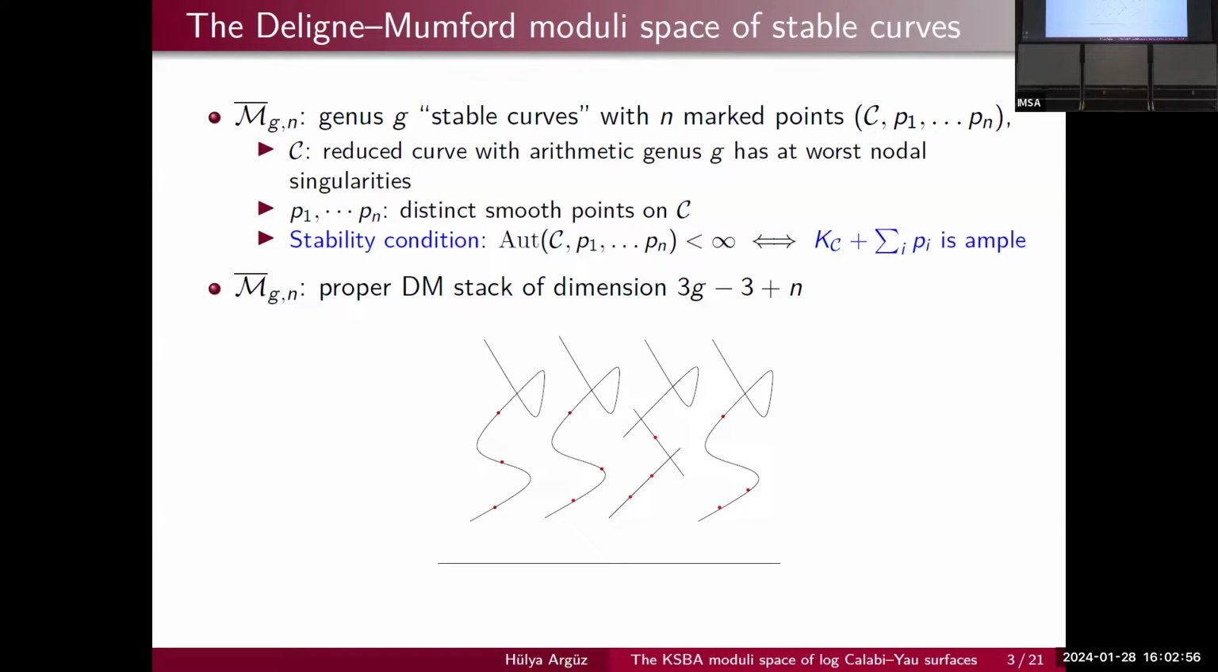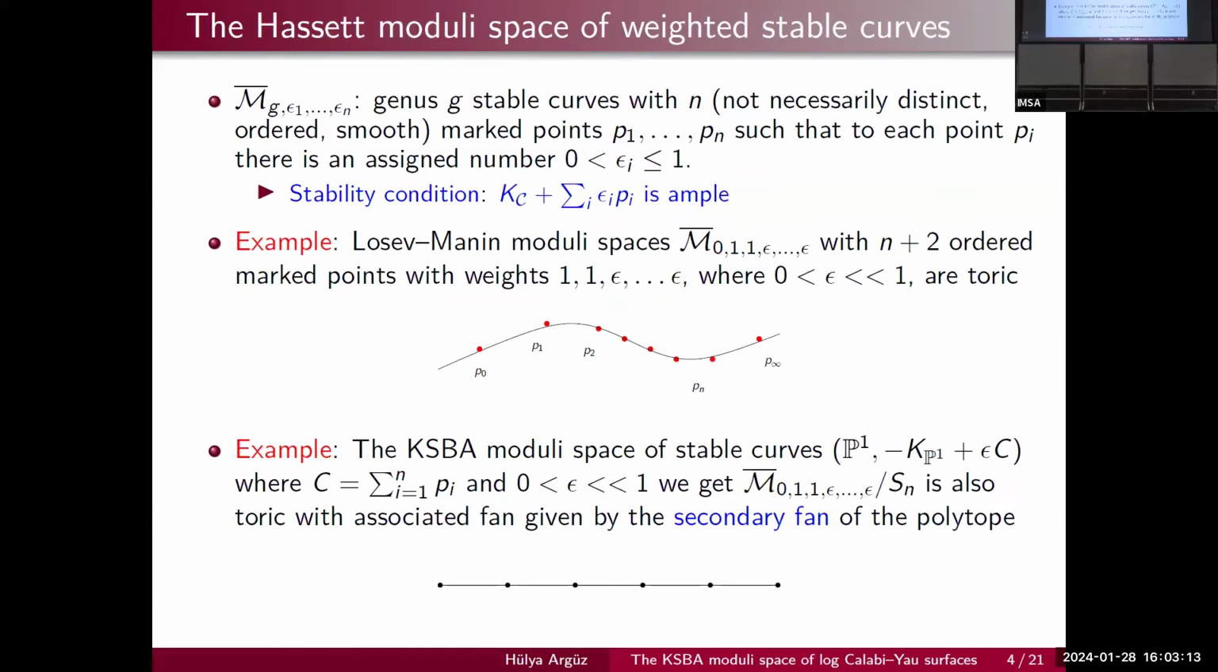And this moduli space is extensively studied. It is known that this M-bar g,n is a proper Deligne-Mumford stack of dimension 3g minus 3 plus n. And there have also been several generalizations of this moduli space. One of them studied by Hassett, known as the moduli space of weighted stable curves. In this setup, one considers not only points p1 to pn, but in addition to each point, one associates a weight. So the points of this moduli space of weighted stable curves consist of genus g stable curves with n marked points p1 to pn.